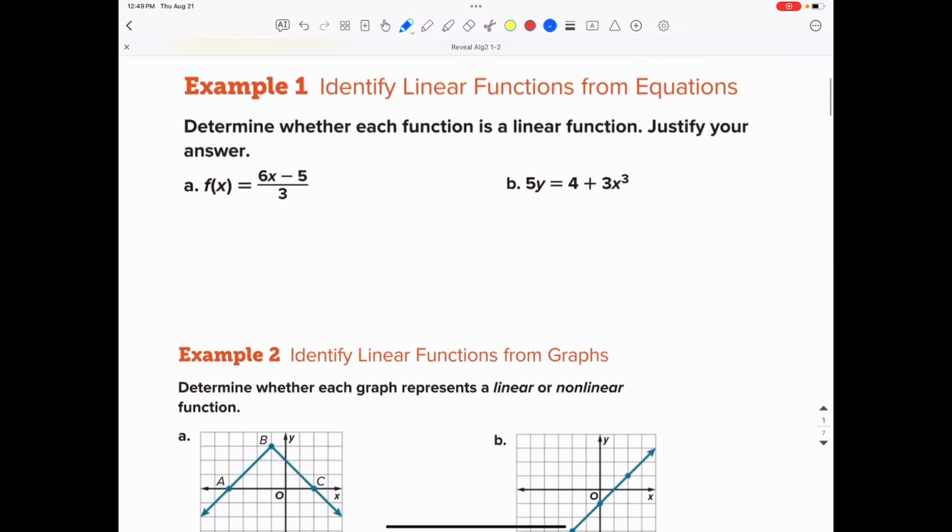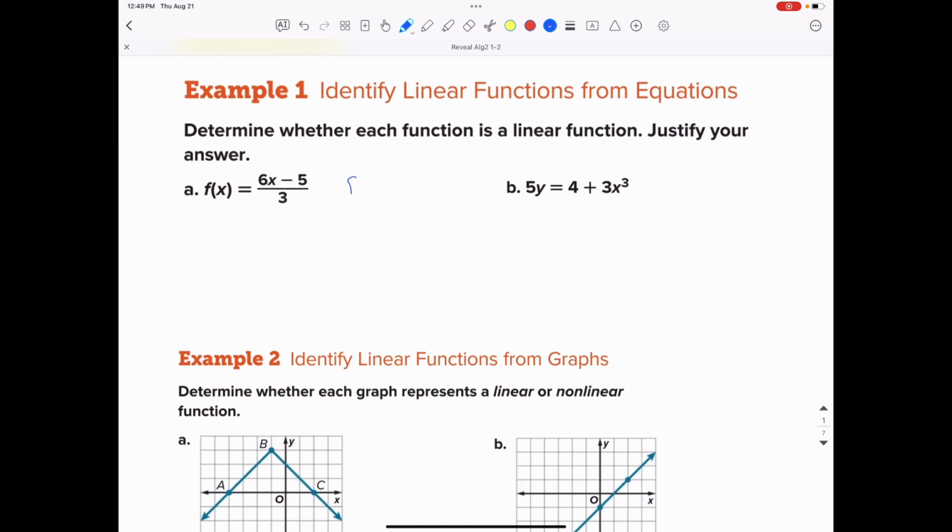The first example is to determine whether each function is linear, and justify your answer. In order to determine if it's linear, we're going to try to change it to the form f of x equals mx plus b. On this first one, we have 6x minus 5 all divided by 3. So we should divide the 6x by 3 and the 5 by 3. 6x divided by 3 is just 2x.